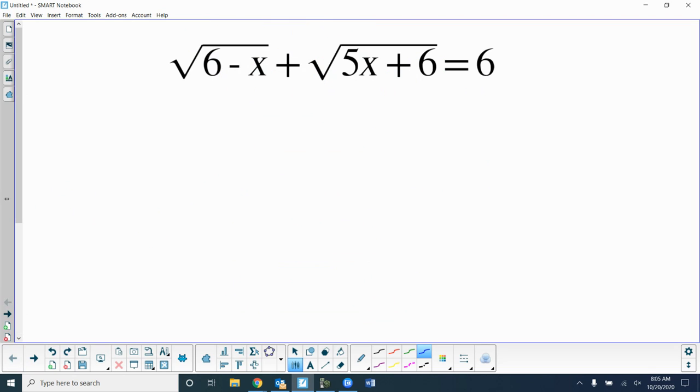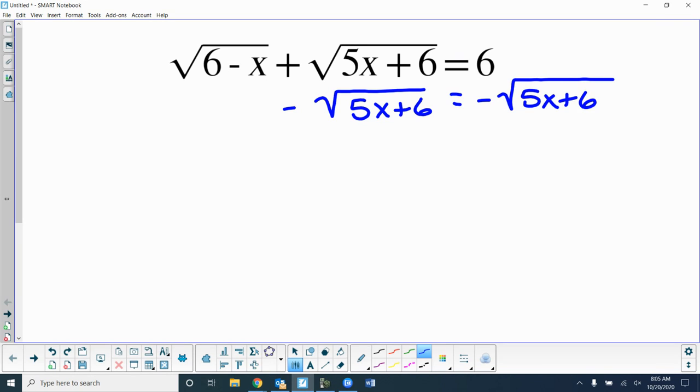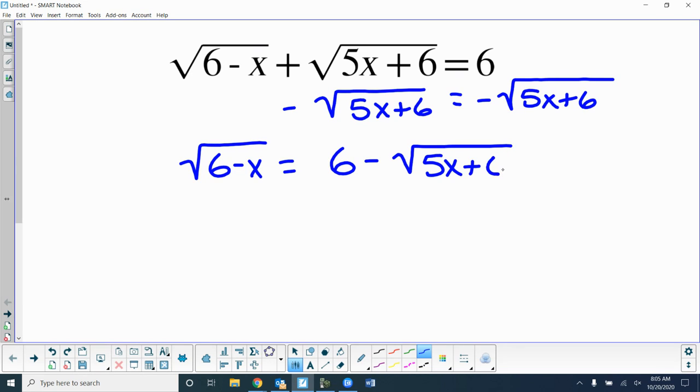Okay? So when you've got two radicals, you got to get one alone. It doesn't matter which one you move over. Matt, I'll give you the choice. You want to move the 6 minus x over or the 5x plus 6 over? 5x plus 6. Okay. You got to subtract it. Okay, so then I got 6 minus x equals 6 minus square root of 5x plus 6.